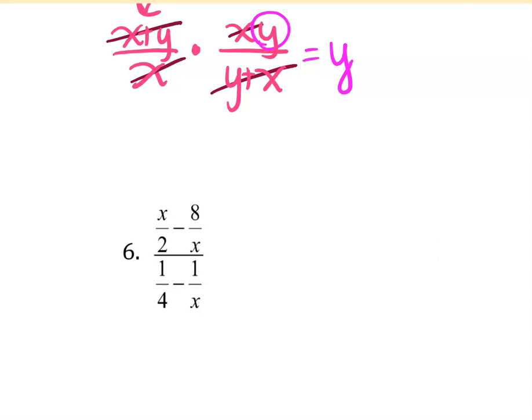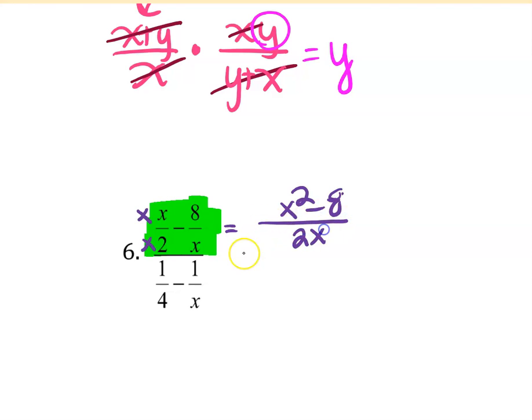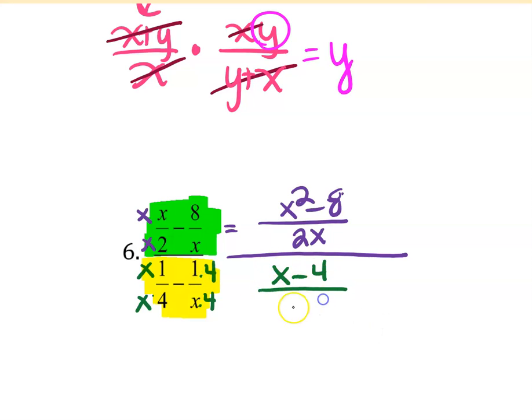All right, let's do number 6 then. So focusing on the numerator, I see that a common denominator would be 2x. So that would create an x squared minus 8 all over my common denominator of 2x. In the bottom, I would say my common denominator is 4x. So that means the first fraction I'm going to multiply by x over x. The second one I'm going to multiply by 4 over 4. And that leaves me with x minus 4 all over 4x.